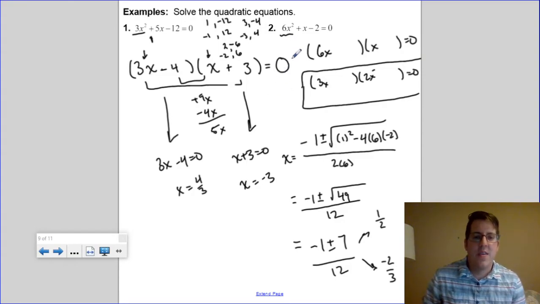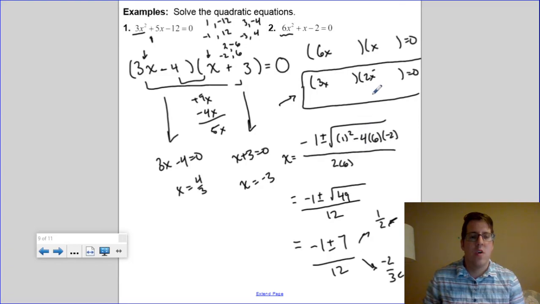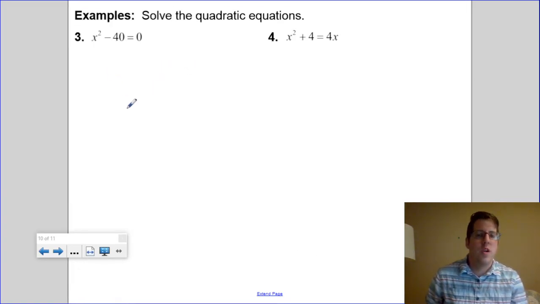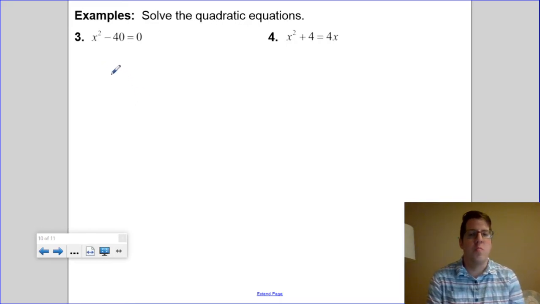Now here's what that tells me. It tells me that had I factored, it would have factored with this set of factors, the 3x and the 2x, not the 6x and the 1x. And I know that because I'm seeing the 3 and the 2 in the denominator. So this would be 2x minus 1 and 3x plus 2. I can just kind of reverse engineer that from those solutions.